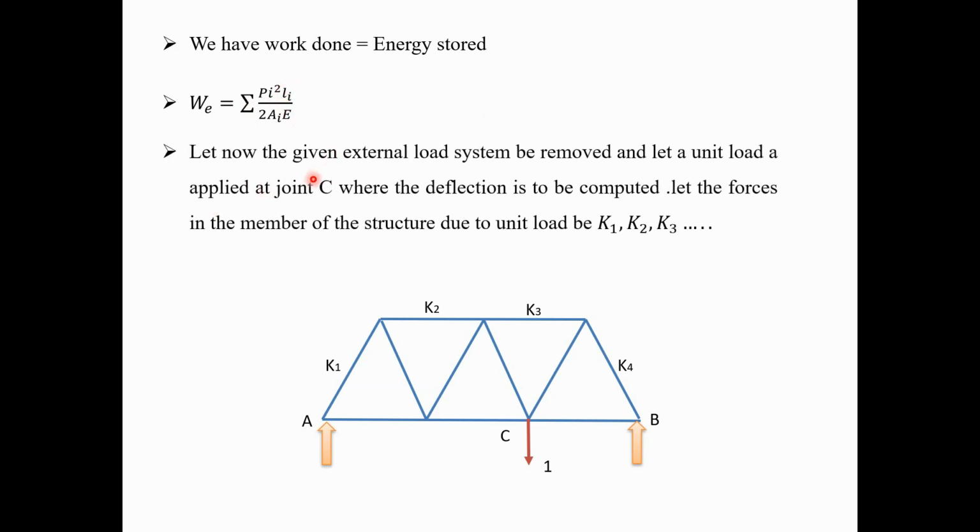Now the next step is that the given external load system be removed and a unit load is applied at joint C where deflection is to be computed. You can see in this diagram all the external loads are removed from the structure and only the unit load is applied in the vertical direction at C to find the vertical deflection of joint C. Let the forces in the members of the structure due to this unit load be K1, K2, K3. Because of this unit load, forces develop in all the members of the truss, and those forces are K1, K2, K3, K4, K5 respectively.